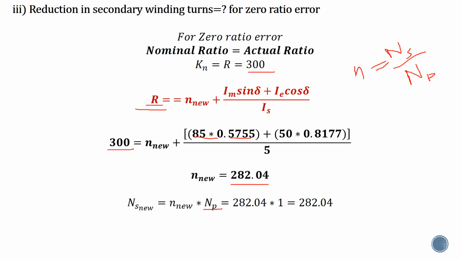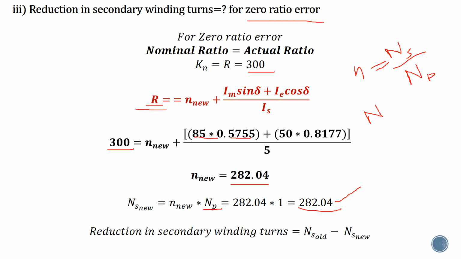Therefore, the new secondary turns come out to be 282.04. These are the turns required for achieving zero ratio error. The old number of turns of secondary were 300. Subtracting the two, we get the reduction in the secondary winding turns, and it comes out to be 18. Therefore, by reducing 18 turns from the previous 300 value, we will achieve zero ratio error.